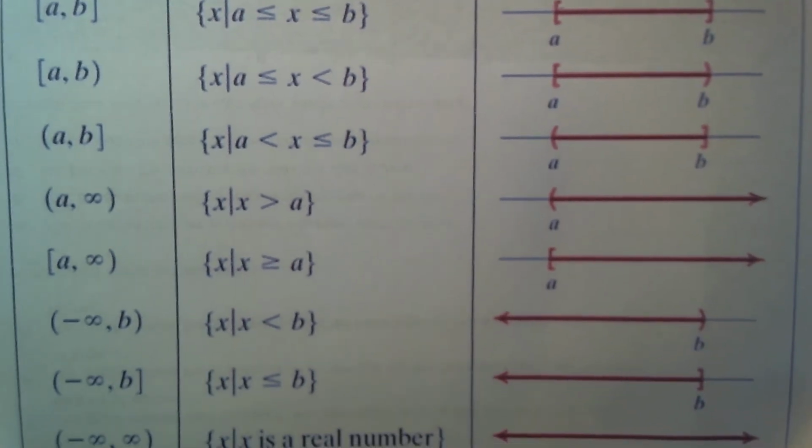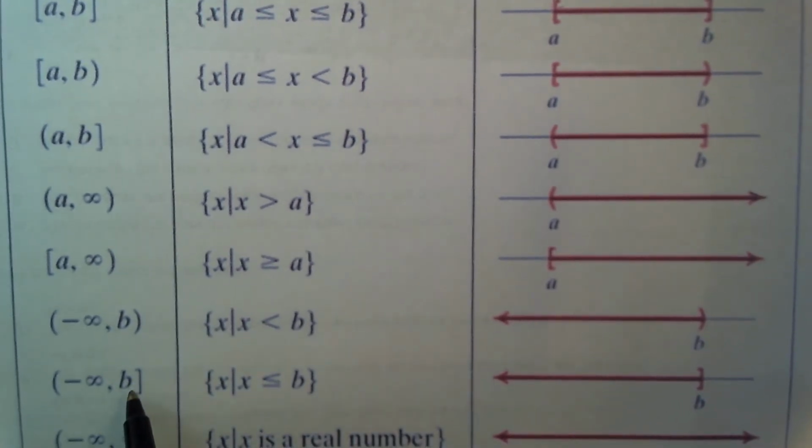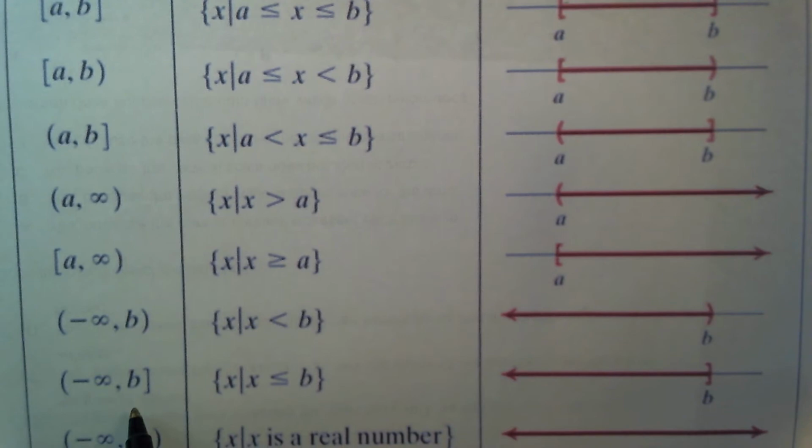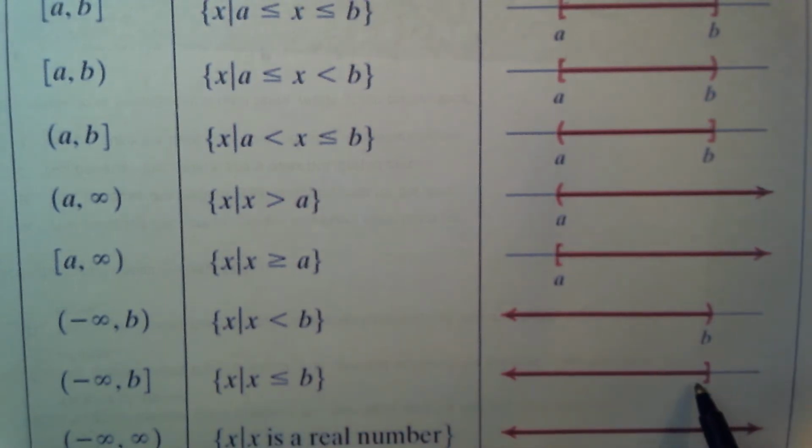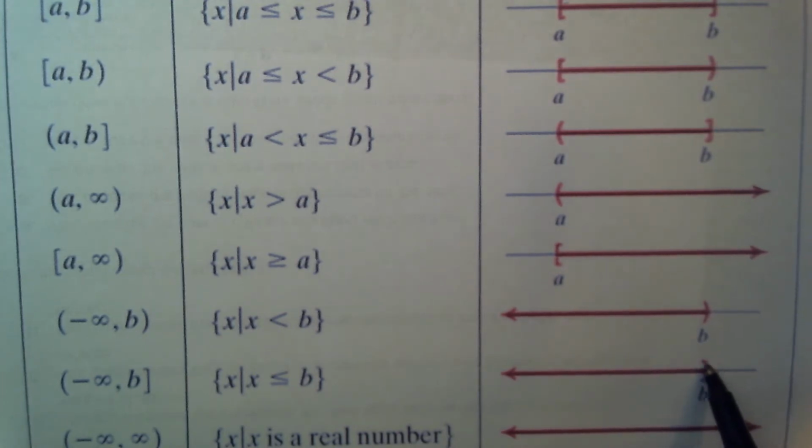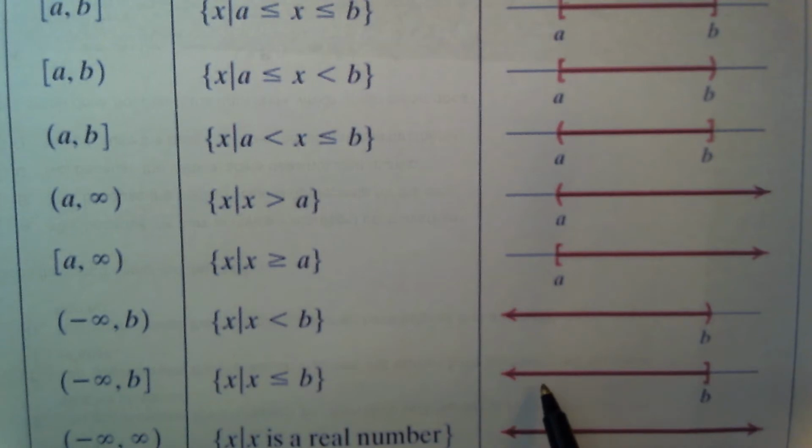Similarly, when we include the point b, from minus infinity to b included, then we have the set of all x such that x is less than or equal to b. That would be the set notation. And in the graph of it, we have now a bracket here because the endpoint b is included, and then the line goes all the way to the left to minus infinity.